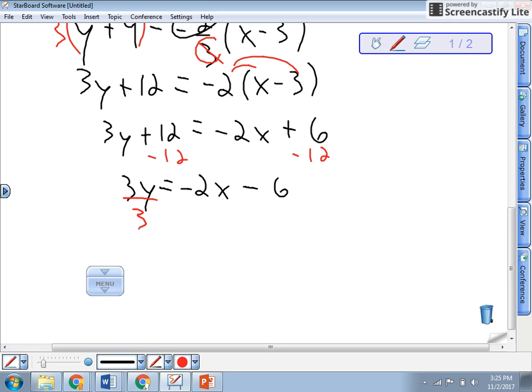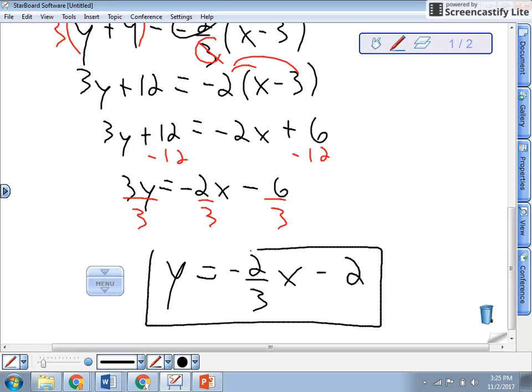And then one more step. Divide by, again, I want to get rid of that 3, but again, got to divide every term by that 3. So our final answer will be y equals, so we got y by itself, which is what we want, minus 2/3. There's our slope. It doesn't reduce. There's our x, and then minus 6 divided by 3 is negative 2. So we took our point slope form and we got it into slope intercept form.